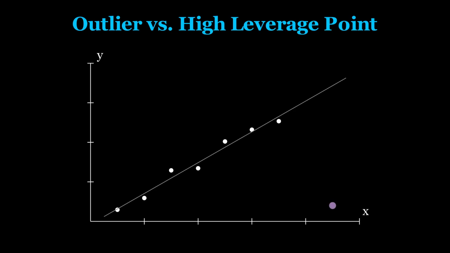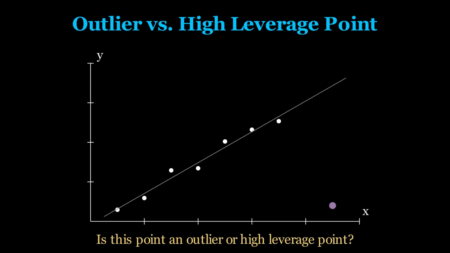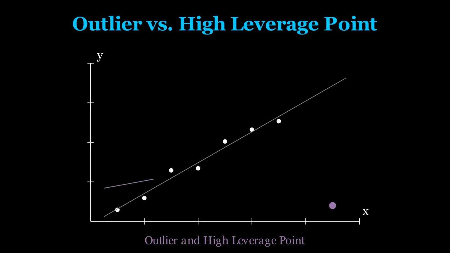Now, consider this point. It also has an extreme x value, but notice where the y value lands. Is this point an outlier or a high leverage point? This point is both a high leverage point and an outlier because it is abnormal in both the horizontal and vertical directions. In this example, the impact on the regression line is significant. Notice how sharply the slope drops compared to the original gray line.